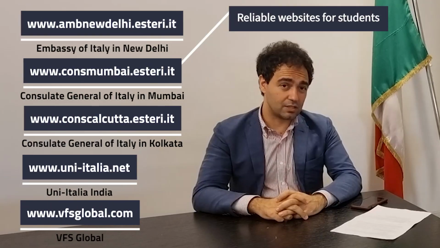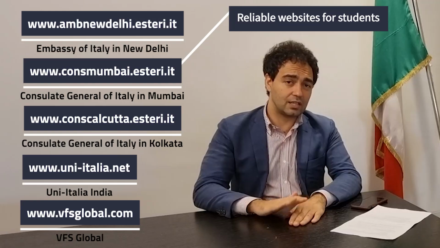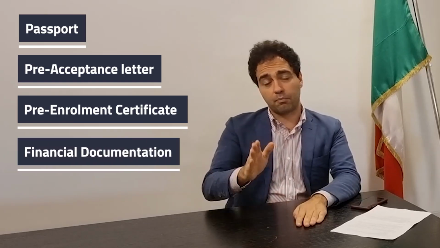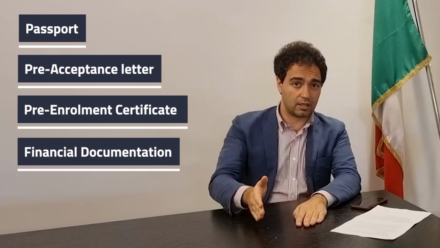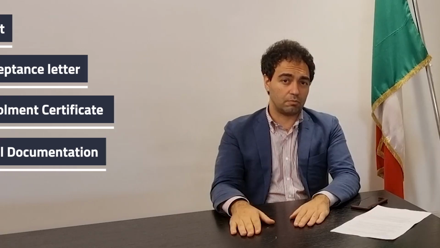Sure. So applying for a student's visa for Italy is very easy and simple. First of all, the most important thing is to download the checklist. On the checklist of documents required, you can easily find all the documents that we need to process the visa. The most important documents are, of course, the passport, the pre-acceptance letter by the university, the pre-enrollment certificate by the university, and any proof of financial sustainability for Italy, and that's pretty much it. But make sure to go on our website and check the checklist.